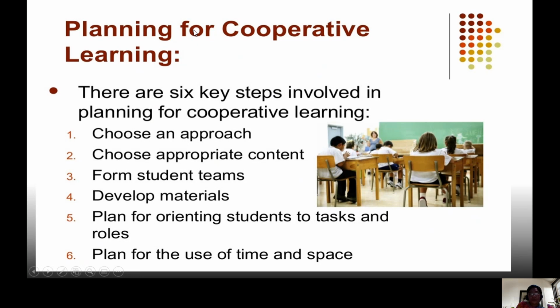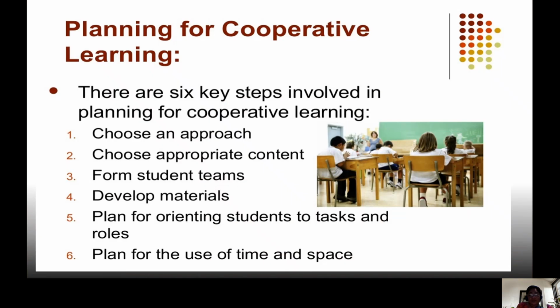Now, what do we do when we plan for cooperative learning? So planning for cooperative learning, there are 6 key steps involved, which we usually do during our lessons. So first, choose an approach, choose an appropriate content, form students' teams, develop materials, plan for entering students, tasks and roles, plan for the use of time and space. So these are the important details to be remembered when planning or doing a cooperative learning in our lesson.